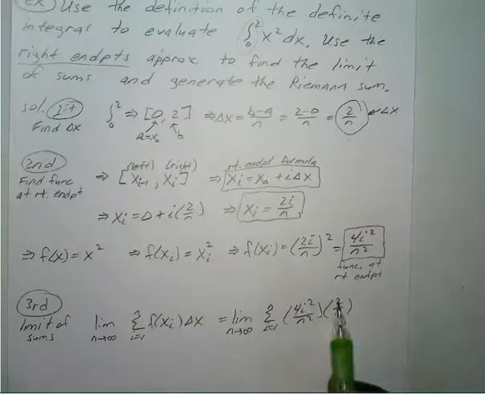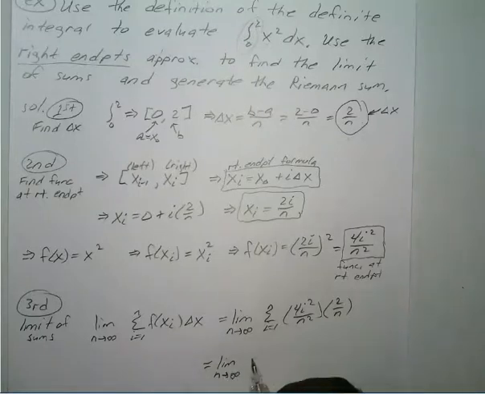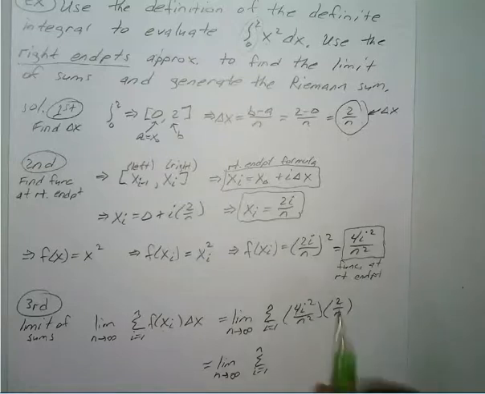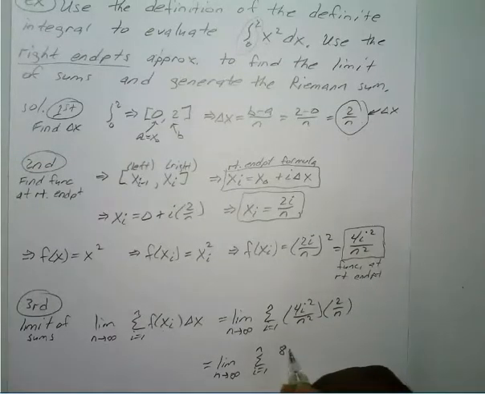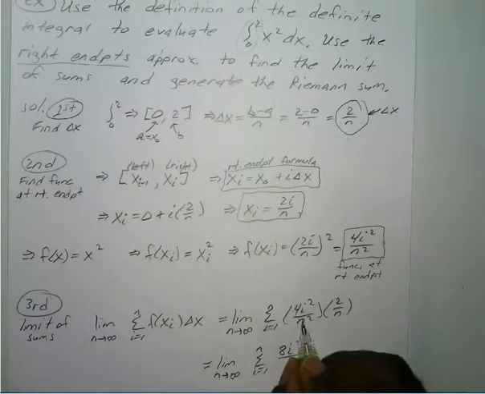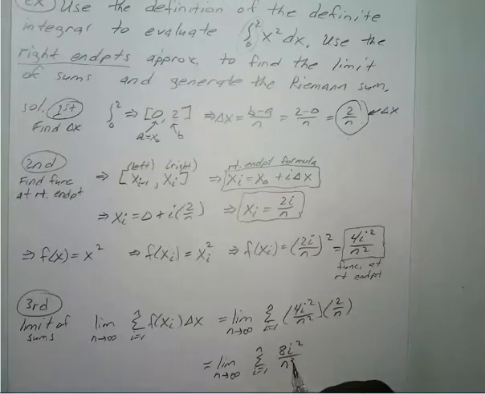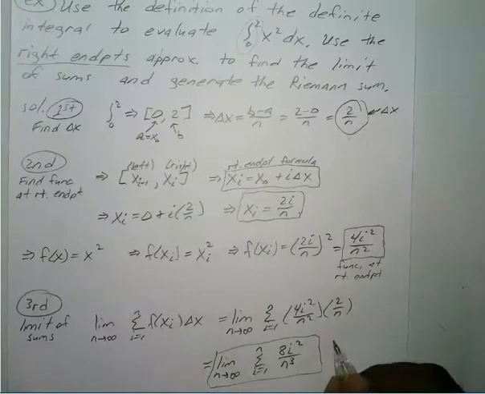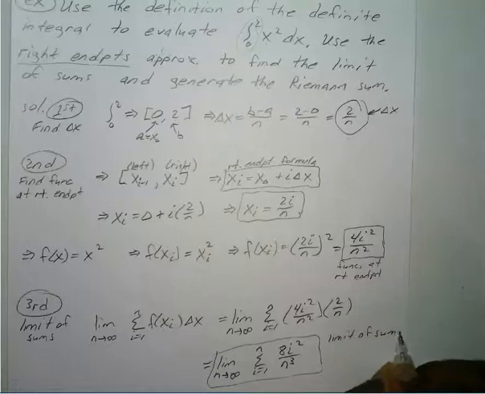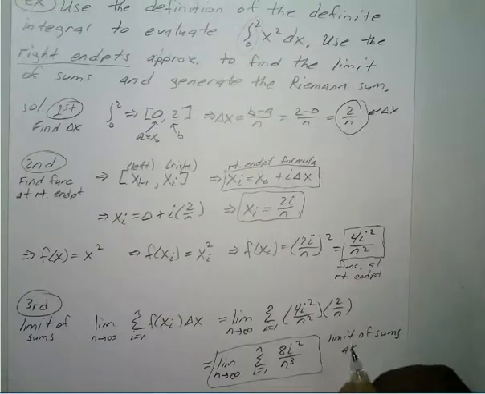If we go ahead and combine those, we end up with the limit as n approaches infinity of the sum from i equals 1 to n of 4 times 2 is 8, so that's 8i squared over n squared times n, which is n to the third. Okay, so that gives us our limit of sums, also known as our limit definition.